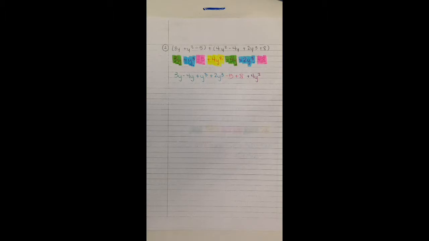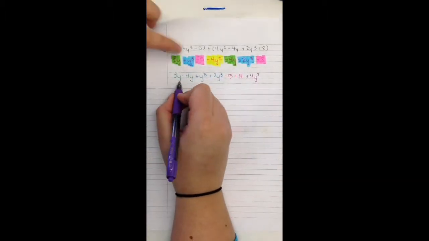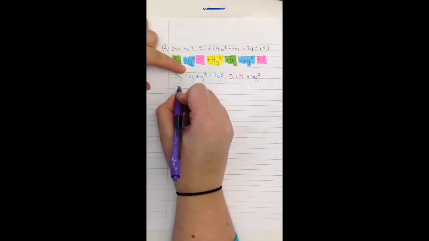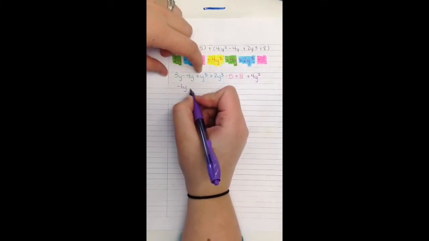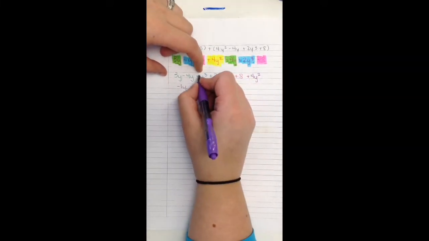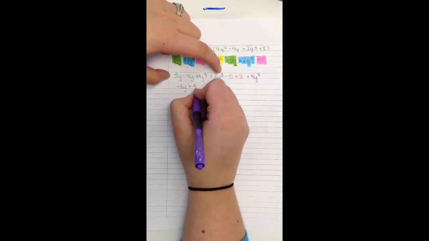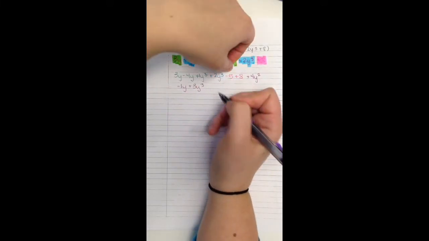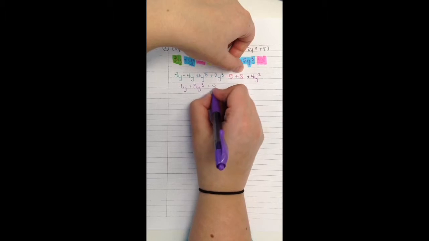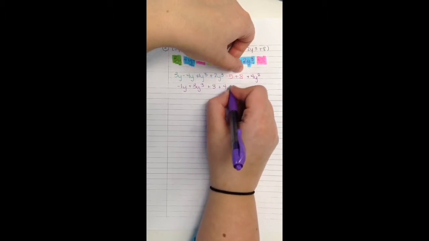Now let's combine our like terms. So 3y minus 4y gives me negative 1y. Remember, if there's no coefficient, it's just 1. So 1y cubed plus 2y cubed gives me plus 3y cubed. Minus 5 plus 8 is plus 3. And then plus 4y squared.